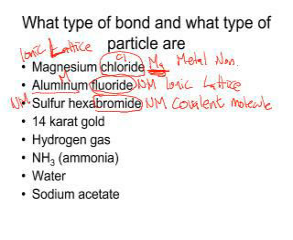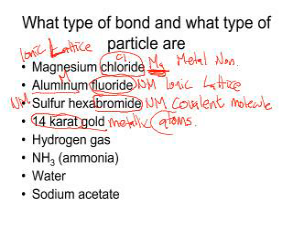14 karat gold. Is that pure gold? It's 14 karat gold, so it's not pure. But still, the type of bond is going to be metallic. And the type of particle would be, that's a good question. I don't even know what to call that. I guess they're just atoms. Yeah, they're atoms grouped by their non-directional bonds. Sorry, I had to think about that.